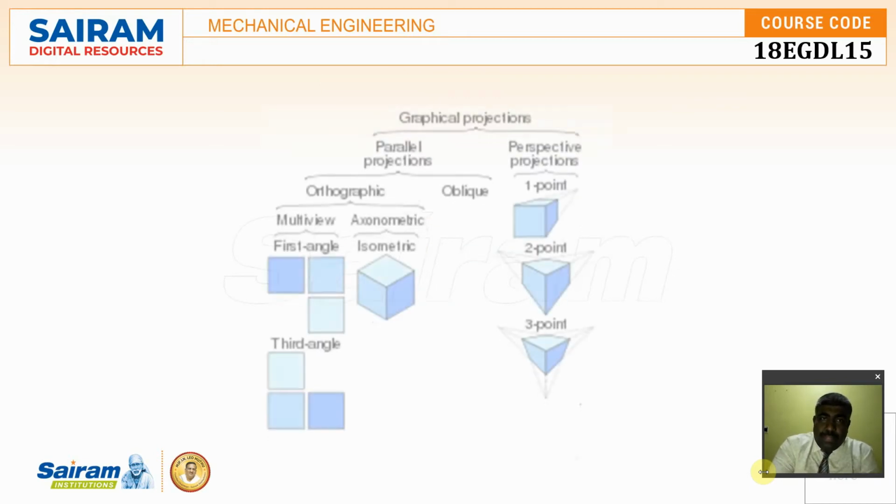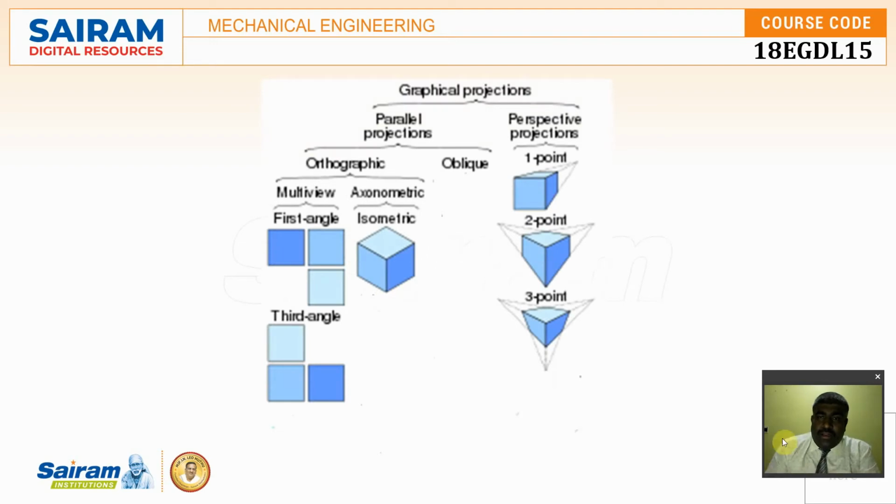So coming on to the overall graphical representation. One is the parallel projection. The parallel projection will have orthographic or oblique. In orthographic, you're going to have multi-view. Multi-view will have first angle and third angle, where you're going to get the front view, top view, as well as a profile view. In a different manner, the isometric will have a three-dimensional view. When you go for perspective, 1-point projection will be there, and 2-point or 3-point projection will be there.